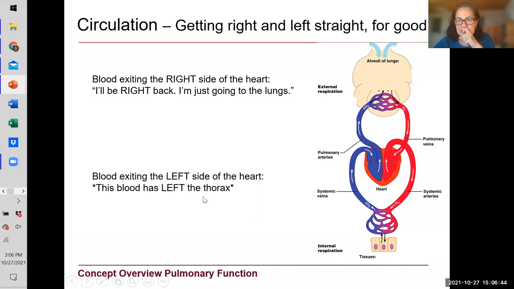So this is the blood has left the thorax, came from the left side of the heart. And that's the really muscular, thick-walled side of the heart. And it has to be really muscular because it pushes so hard to get up over this enormous pressure and to push the blood this great distance, much farther than the right side of the heart has to push.